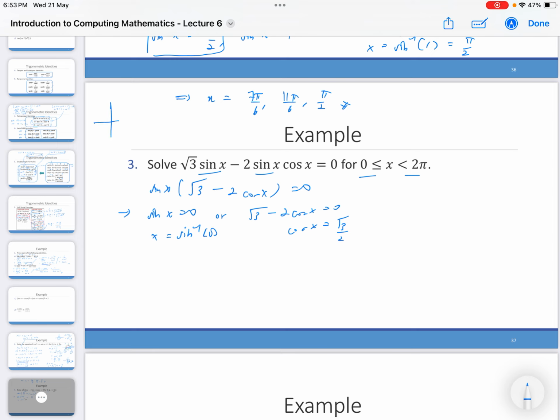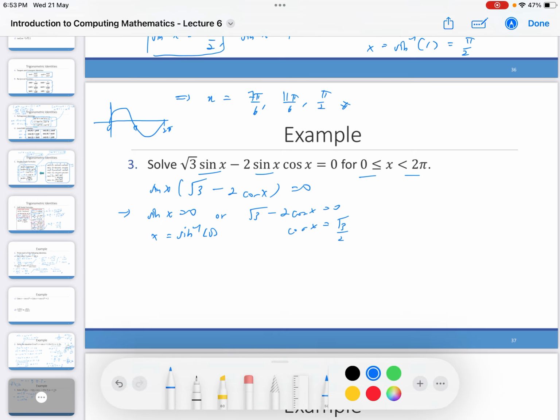So this we can use the sine graph. Over here is pi, this one is 2 pi, this one is 0. We want to find the angle that gives sine equals 0. So basically, the sine equals 0 is over here. So we have 0, pi and 2 pi. But remember, 2 pi is not included. There's no equal sign. So the answer here is only 0 and pi.